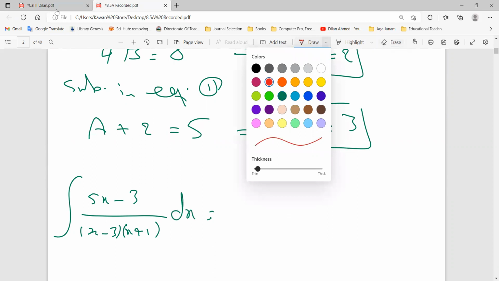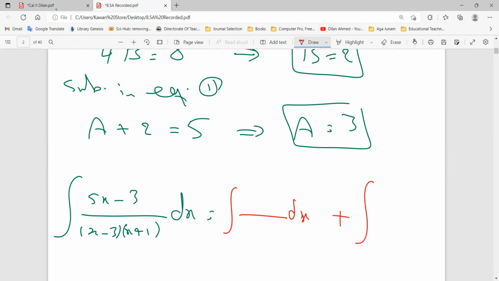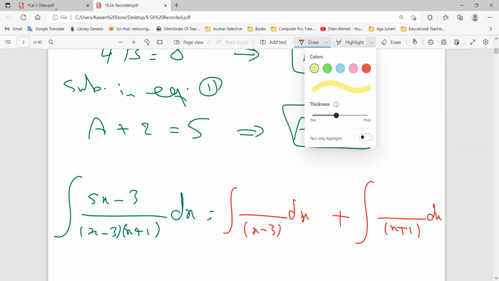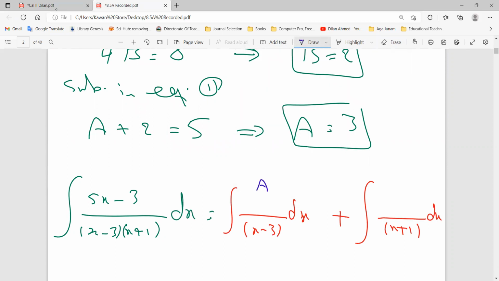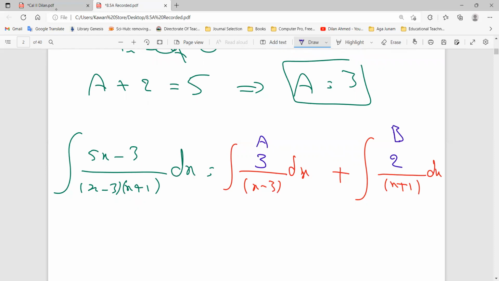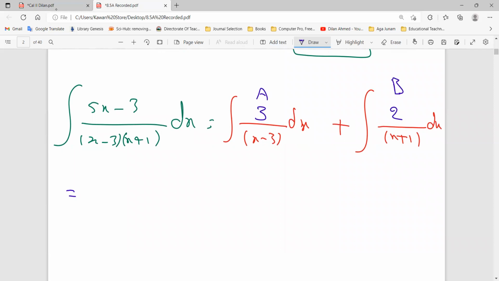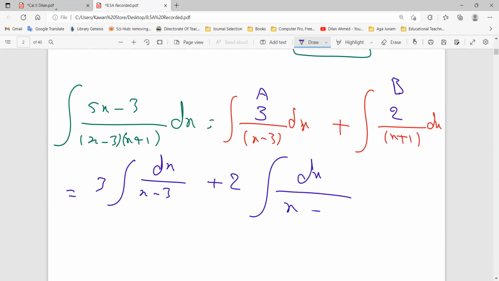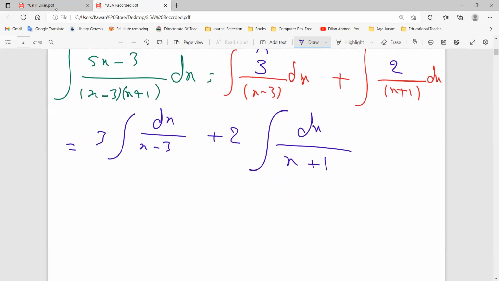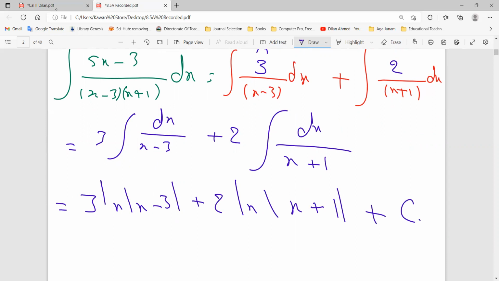Now, my integral of (5x minus 3) over (x minus 3)(x plus 1) dx is changed to two things: over x minus 3, and over x plus 1. So A and B, do you remember that? Here's A, and here's B. So I'm going to write 3 and 2. Be sure that this integral is 100% easier than the previous one, of course. How? Because I know the first integral is equal to what? 3 dx over x minus 3 plus 2 dx over x plus 1. So it's equal to 3 ln of x minus 3 plus 2 ln of x plus 1. Understood?